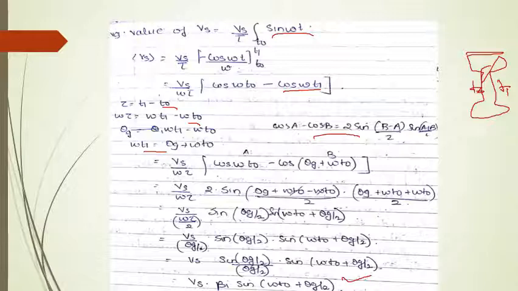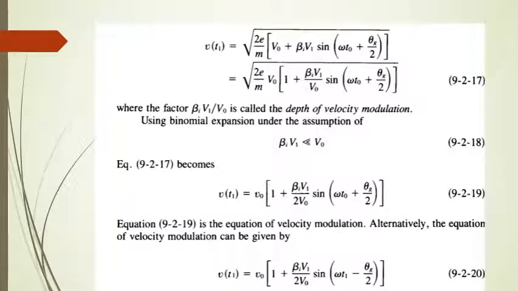Please note, this beta I is nothing but the beam coupling coefficient. You can see this average value of Vs will be substituted to find the velocity modulation equation in the next slide.